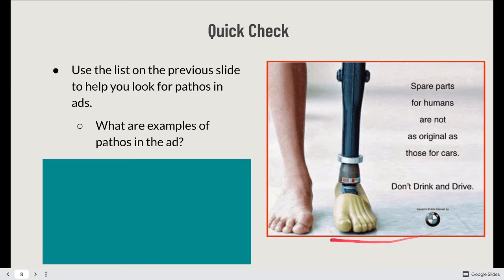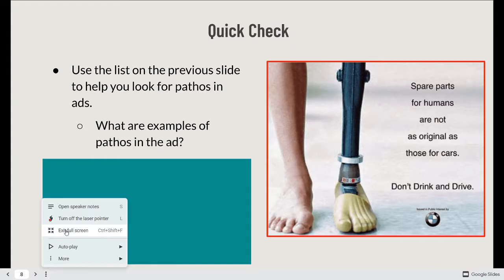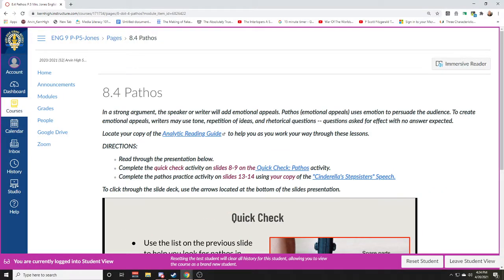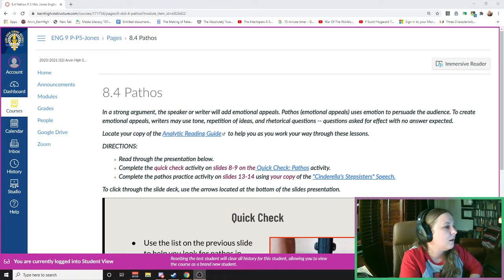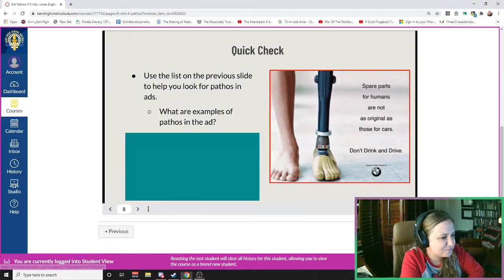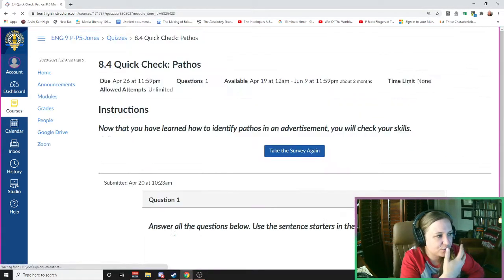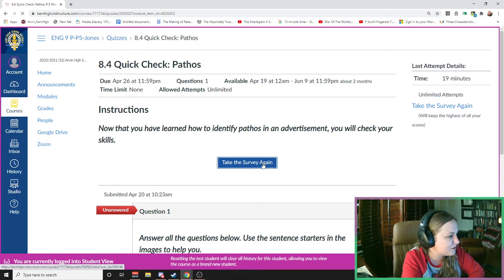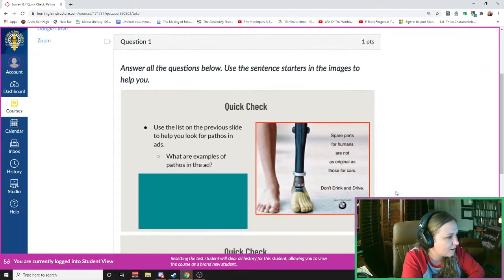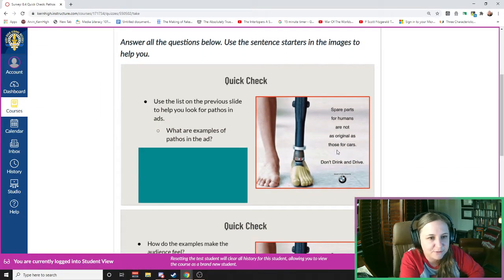And so you're going to do the same thing in the next activity here. I'm going to exit out of this full screen and put myself back here. On this next page, there's a quiz here, and I'll show you what it looks like. It's that same picture that we just looked at before.